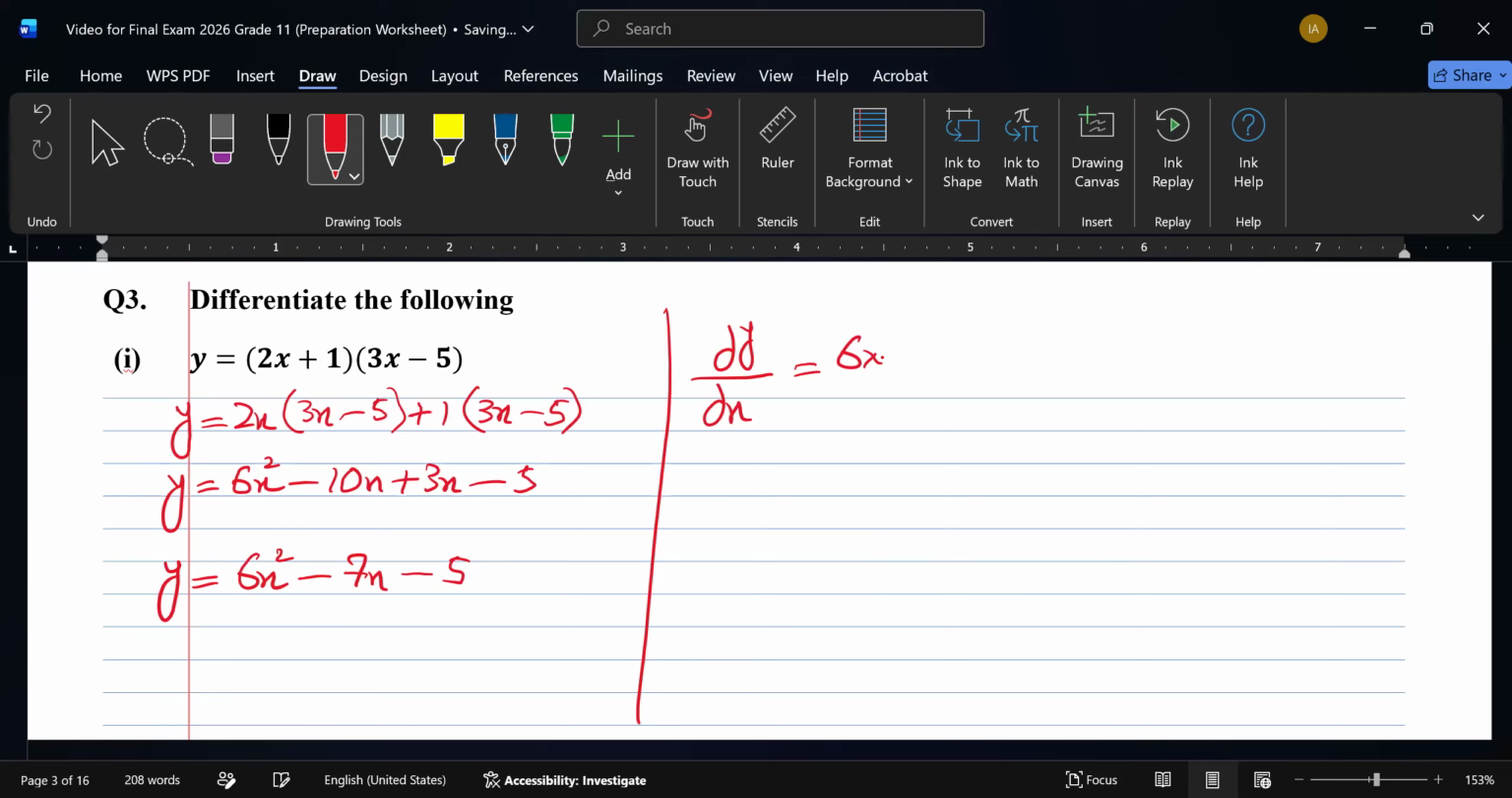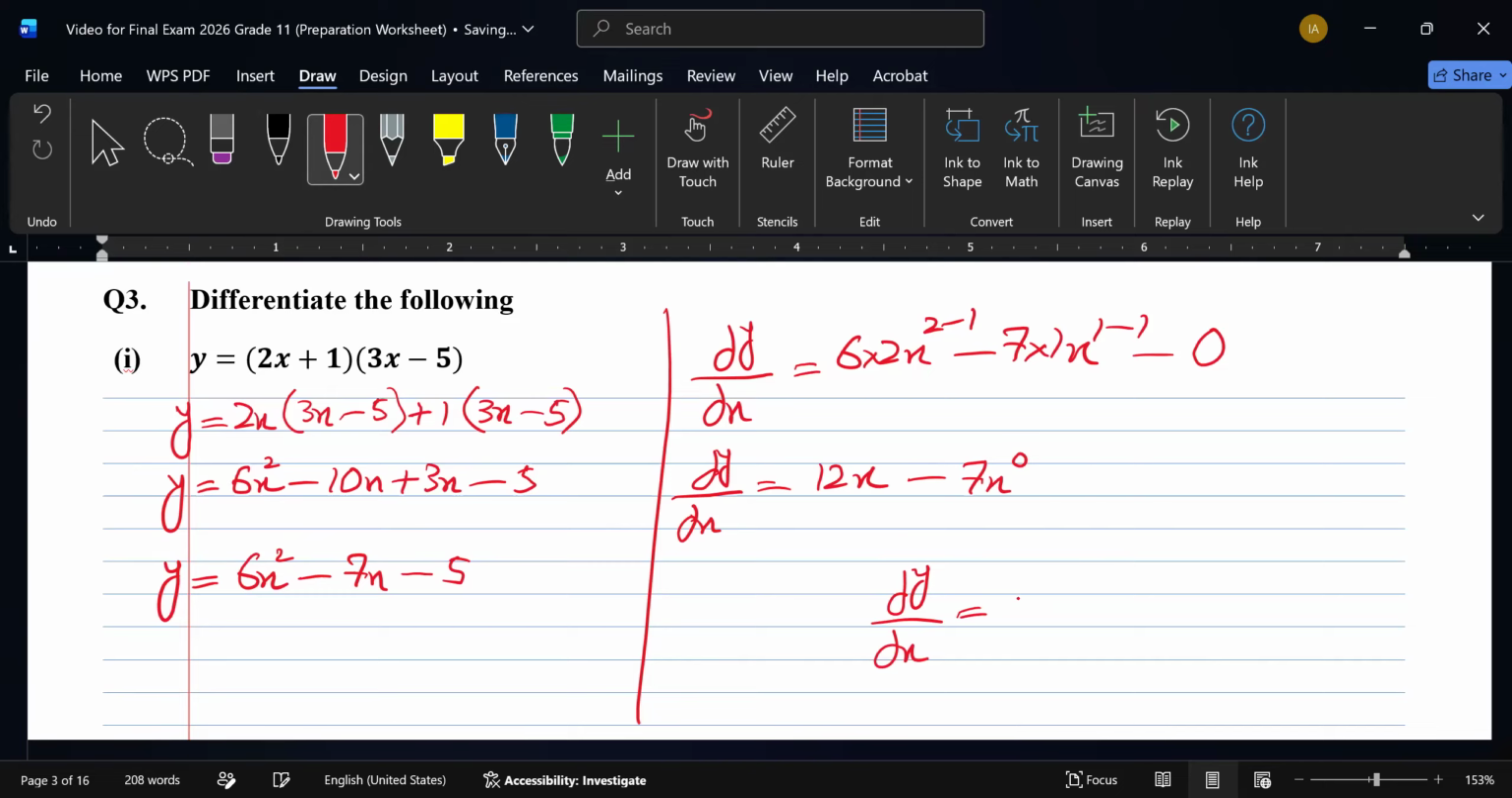So 6 times 2, x to the power 2 minus 1, minus 7 times 1, x to the power 1 minus 1, and yes, the derivative of the constant must be 0. Going to be 12x to the power 1 minus 7x to the power 0. Yes, anything with power 0 becomes 1. Therefore, dy over dx will be 12x minus 7. This is your required answer, or the differentiated result of this.